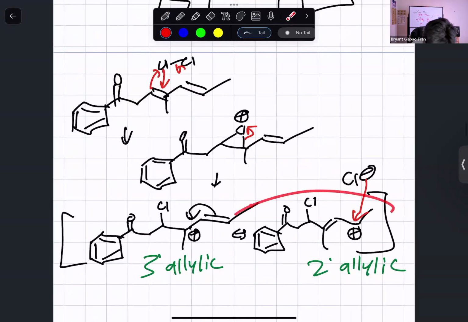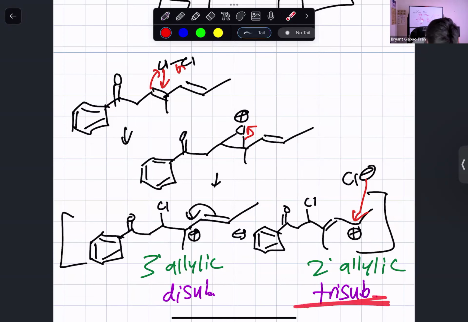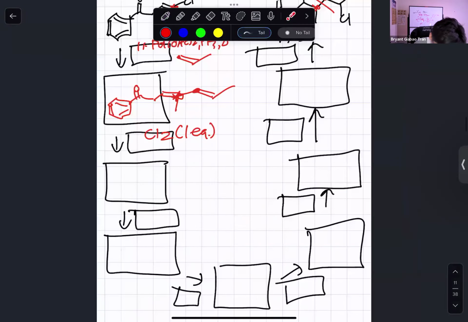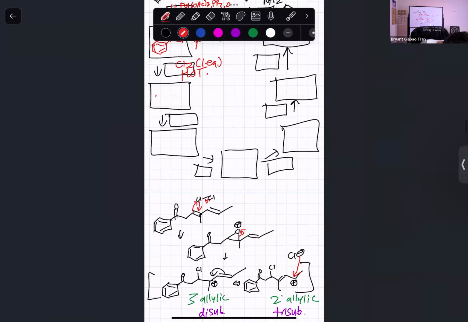Would this intermediate be the kinetic intermediate or the thermodynamic intermediate? Right, let's also label the alkene. This is a disubstituted alkene. This is a trisubstituted alkene. Thermo, right? Because we want the more stable alkene right here. So we're gonna react this in hot conditions, right? Which is gonna give us this product.